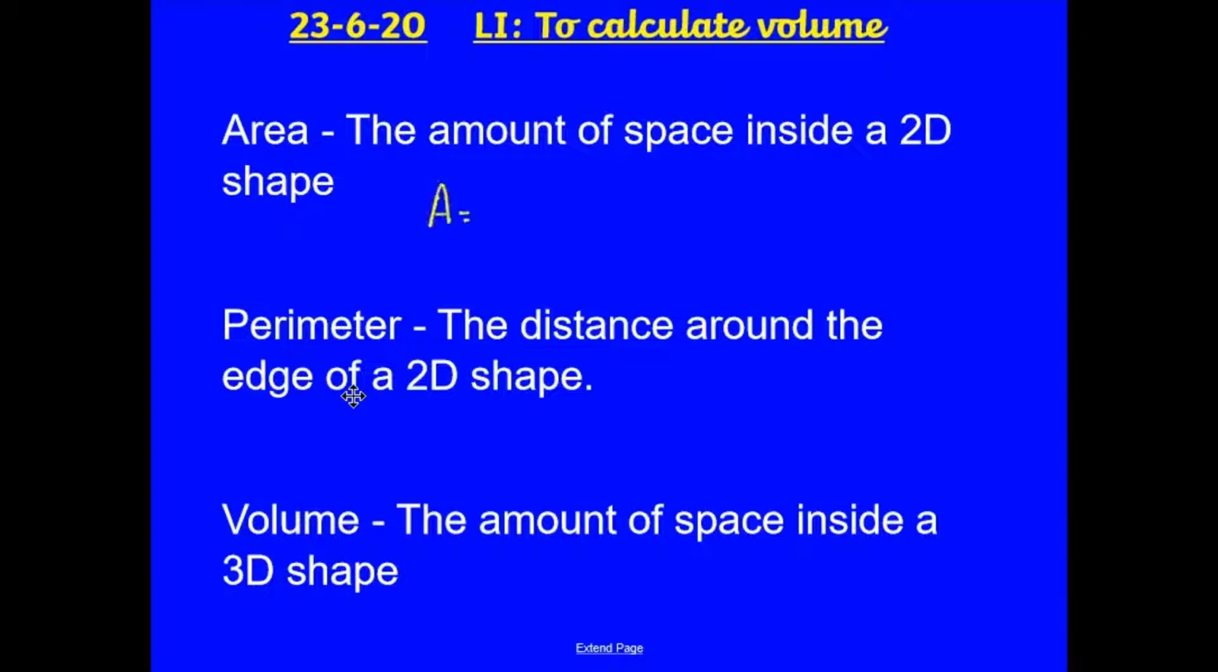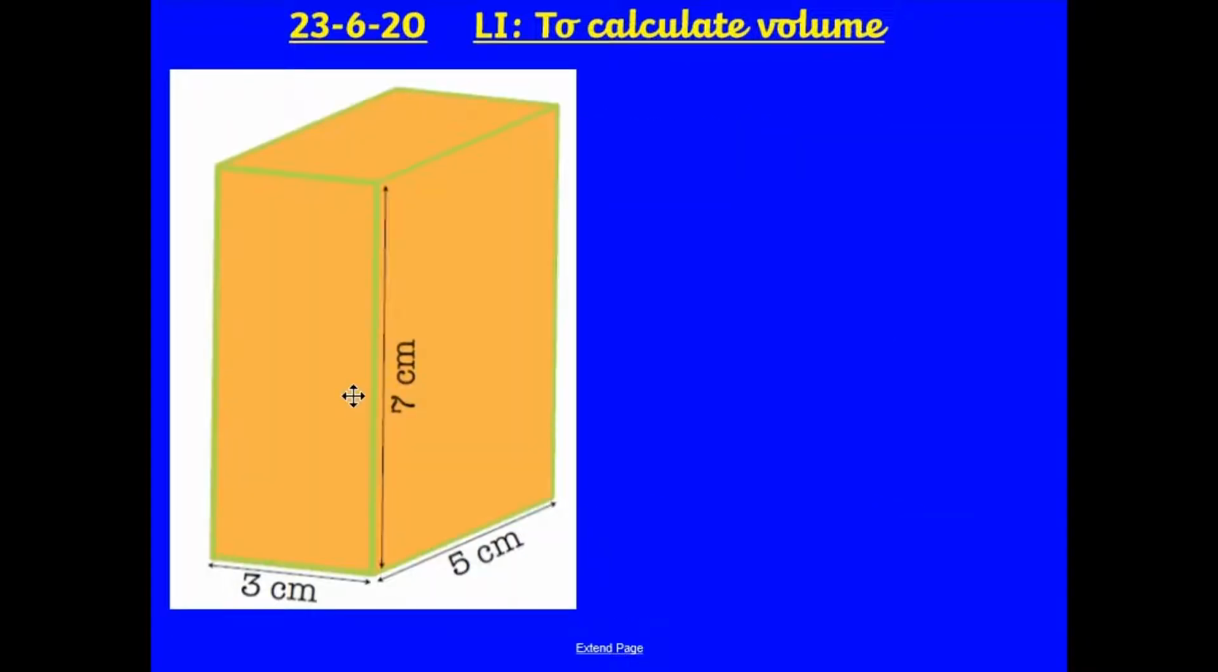So area is equal to length times width, okay? Whereas volume is equal to length times height times width. So we've got three different measurements we're going to be multiplying. Okay, so volume is the amount of space inside a 3D shape, and that's what we're looking at today. So volume is equal to length times height times width, or any order of that. Okay, it doesn't matter which order you put it in, you'll always get the same answer.